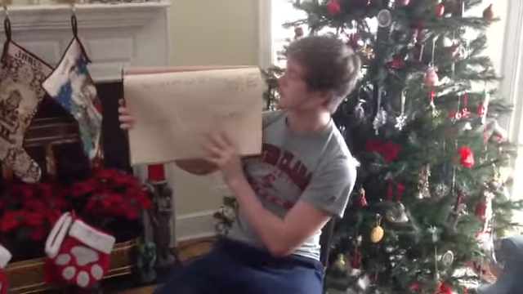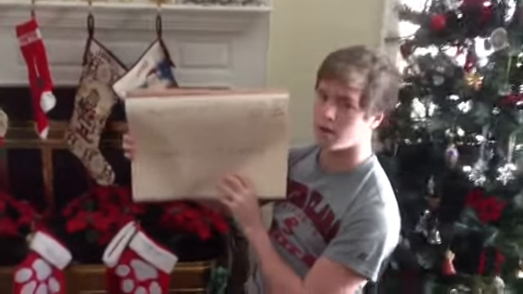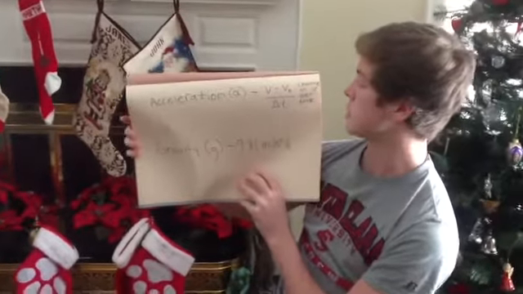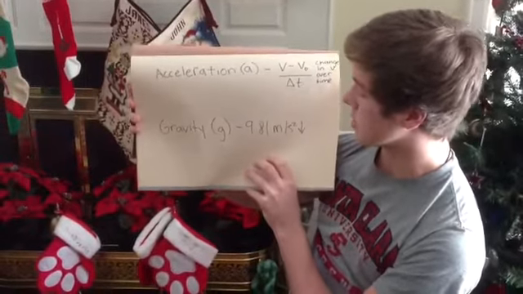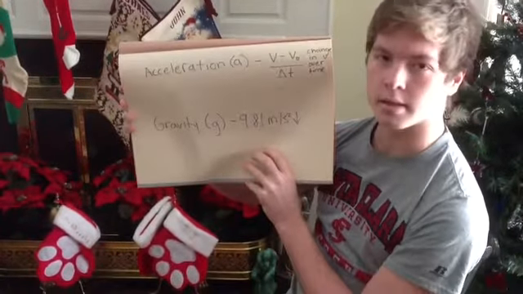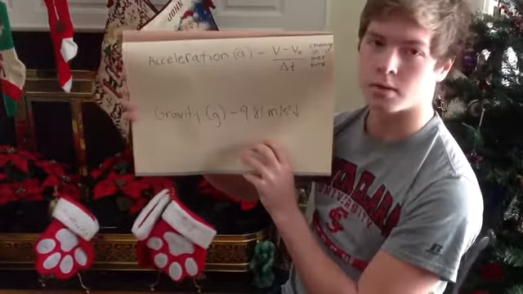This is acceleration, which is a lowercase a, which is v minus v naught all over the change in t, which is the change in velocity over time. Gravity is a lowercase g, which is 9.81 meters per second squared downwards, which is the acceleration of an object towards the center of the earth.